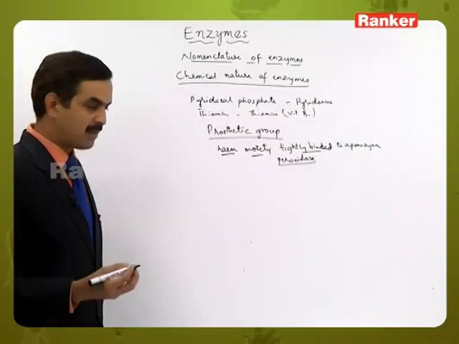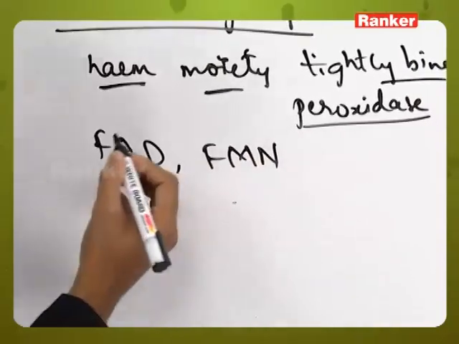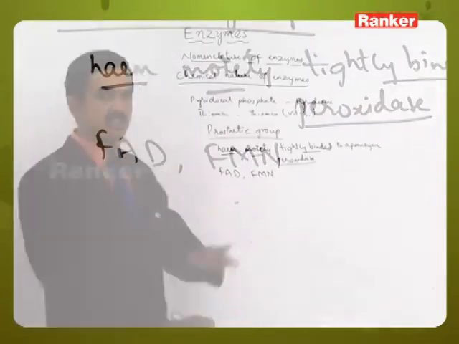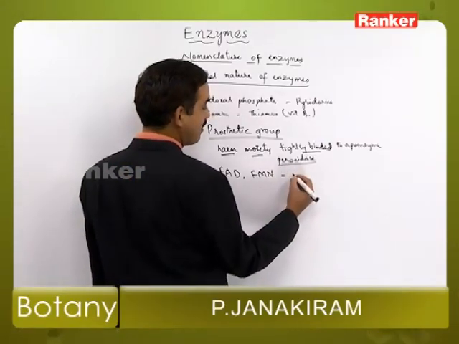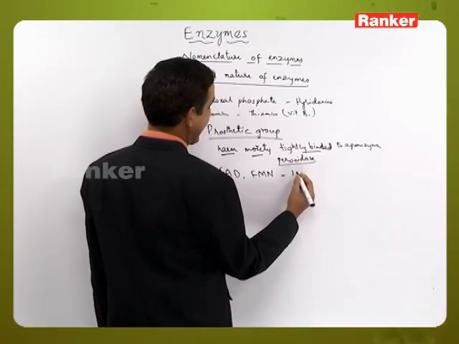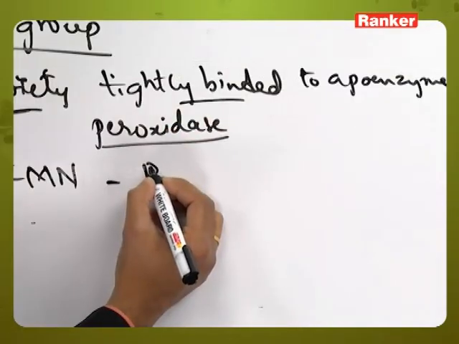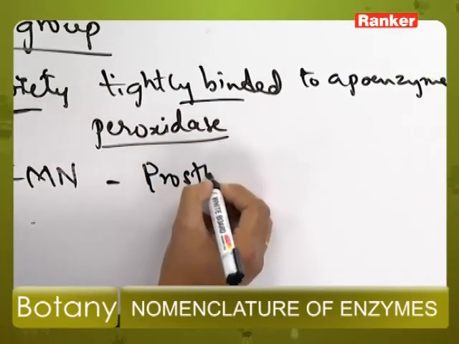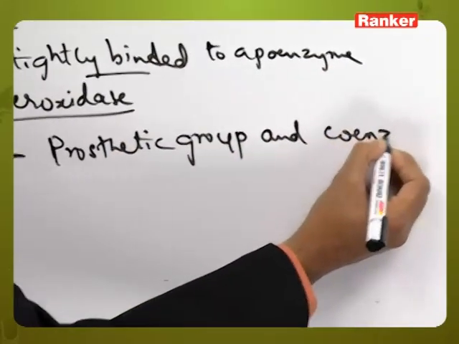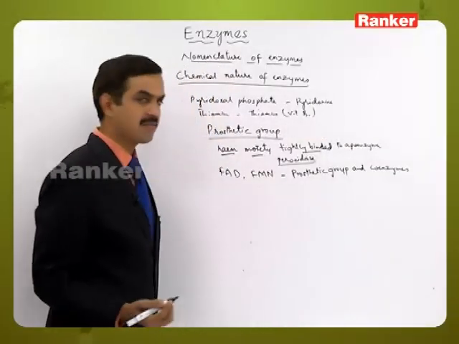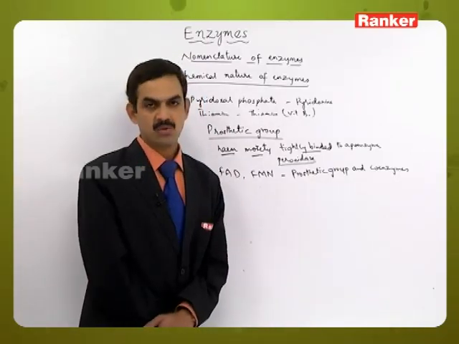And apart from that, there are some cofactors like FAD and FMN, that is flavin adenine dinucleotide and flavin mononucleotide. These two have both abilities: they can act both as a prosthetic group and also as coenzymes. This dual ability is there with FAD and FMN. So these are some chemical natures related to enzymes.